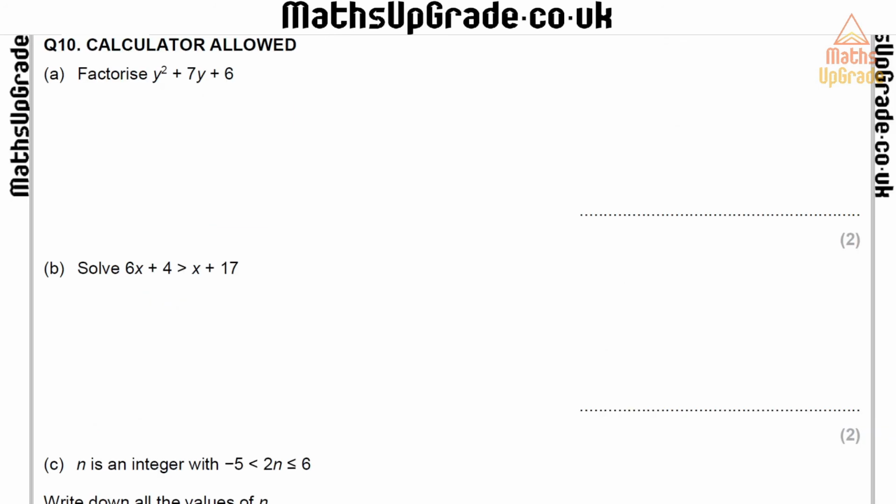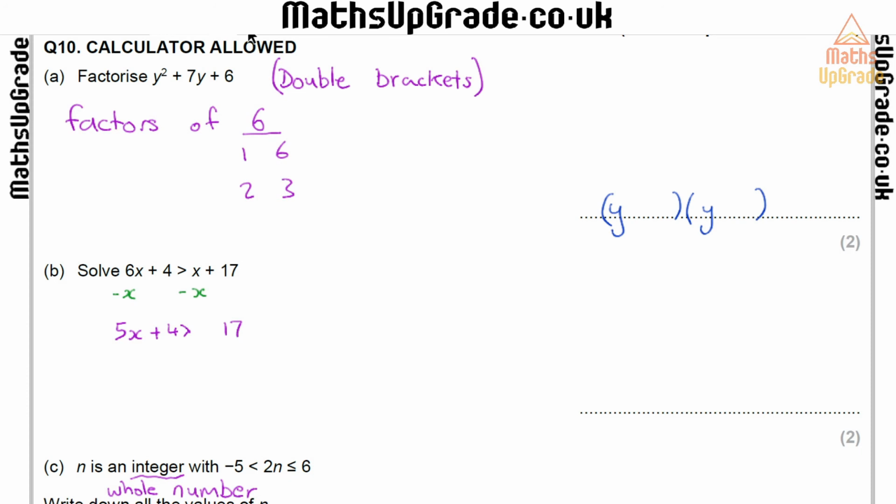In question 10, I need to factorise first of all. So if you're not sure on how to factorise quadratics, then be sure to check out my video on that topic. But essentially, I need to look for two numbers that multiply to give 6 and add to give 7, and put them in brackets like so. So the factors are 1 and 6. They add to give 7, so I can put y plus 1 and y plus 6.